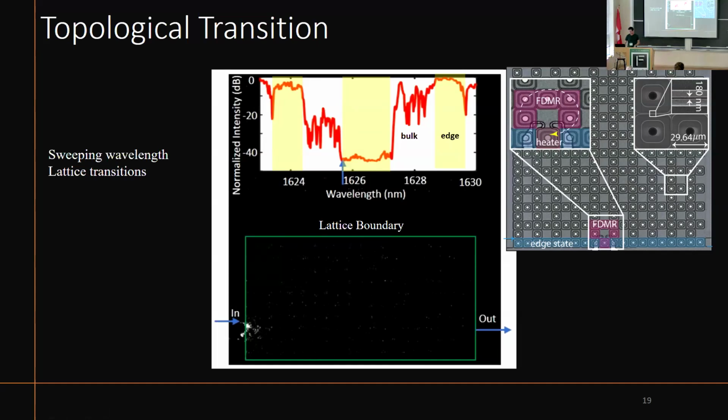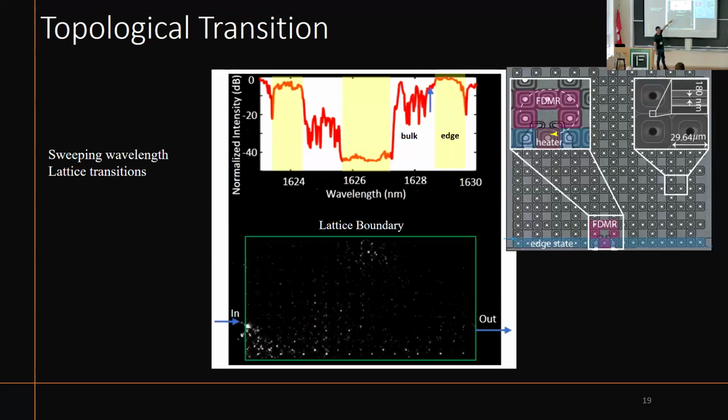Let's see if that really is the case. So you can see I'm moving the arrow. Now we hit the bulk. The entire bulk will light up. And then when you go to the edge of the chip, it will stay at the edge of the chip. So clearly it has topological property, including the edge state.